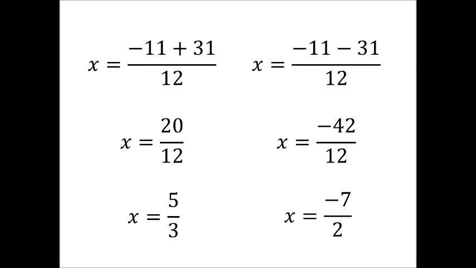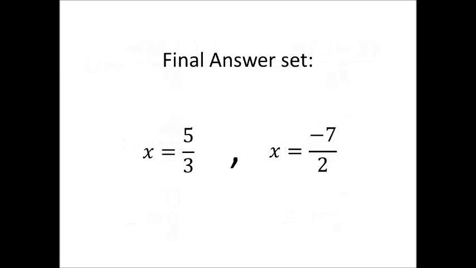The second answer says x equals negative 11 minus 31 over 12. So we solve negative 11 minus 31, which equals negative 42 over 12. And that can be simplified by 6, and the answer will be x equals negative 7 over 2. So this is how the final solution set should look like, and this is all.